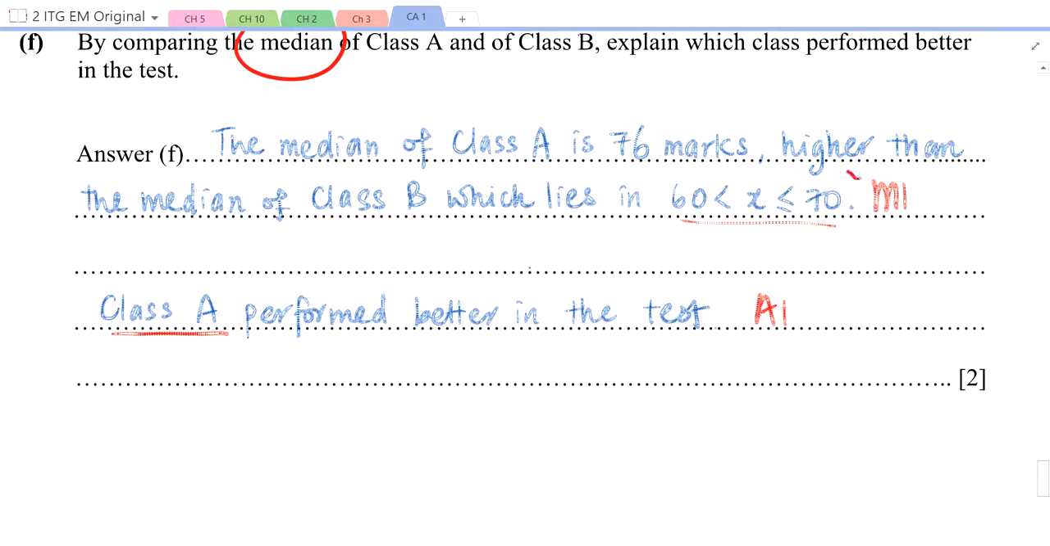Okay, so over here, we compare the median for A, 76, which is higher than the median of B, which lies between 60 and 70. The highest it can ever be is 70. Even so, the median for A is better, it's higher. So class A performed better.